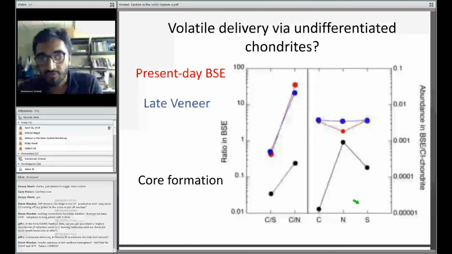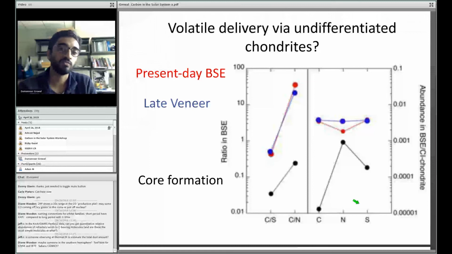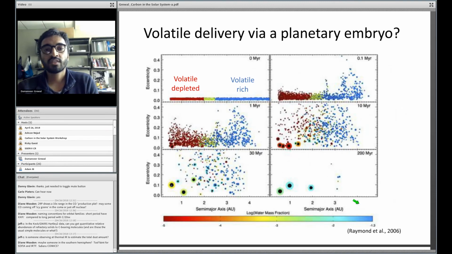So if these volatile elements were delivered by undifferentiated bodies during core formation, then the carbon by sulfur ratio in the Earth would have been subchondritic, and the carbon by nitrogen ratio would have been subchondritic as well. So volatile element delivery via undifferentiated chondrites, either during core formation or post-core formation as a late veneer, cannot satisfy the carbon, nitrogen, sulfur abundances simultaneously in the bulk silicate Earth.